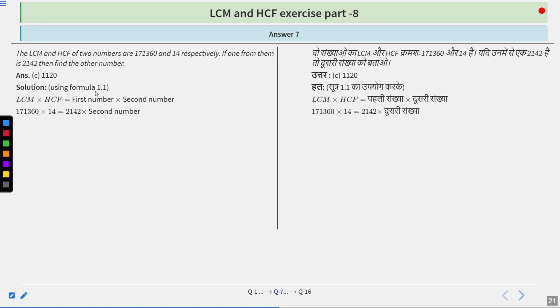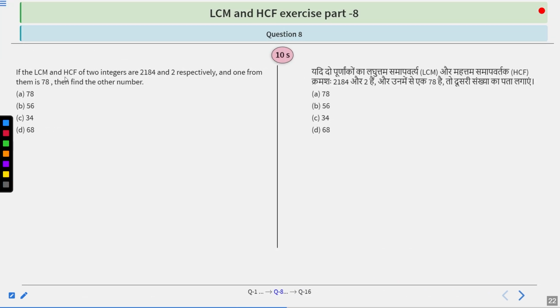Now, formula 1.1 says that LCM into HCF is equal to the product of the two numbers, first number into second number. LCM was given, that is 1,71,360, and HCF was already given in the question, that is 14. So 1,71,360 into 14 is equal to the first number, 2,142, into the second number, which we have to find. So the second number becomes equal to 1,71,360 into 14 upon 2,142, that is 1,120. So option number C is the correct answer.